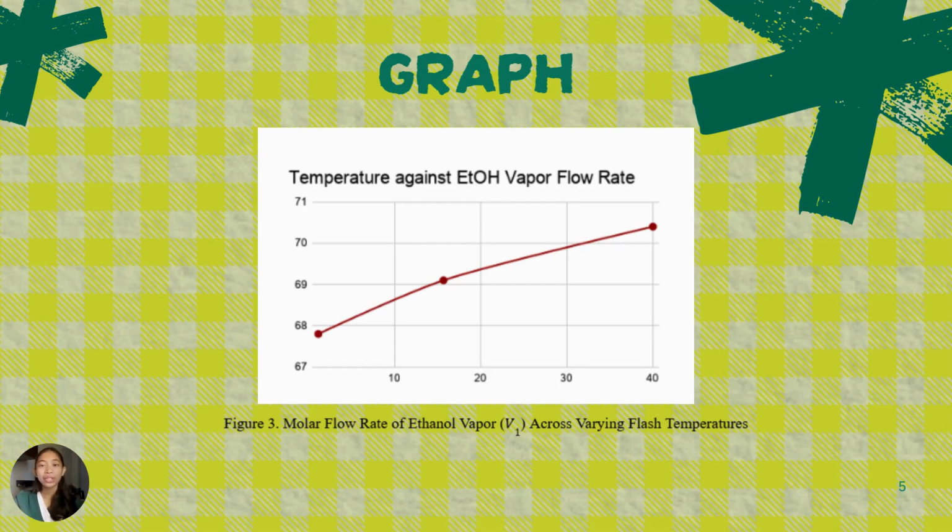Conversely, vapor flow increases with temperature. While maximizing vapor volume may seem ideal, it creates a critical trade-off. At 100% vaporization, we lose our purity advantage, and the output simply reverts to the original unseparated feed.